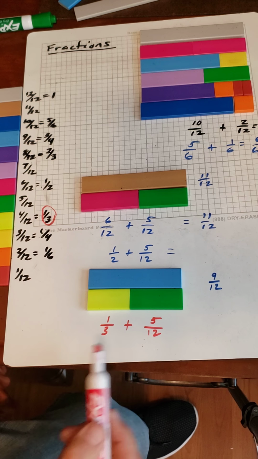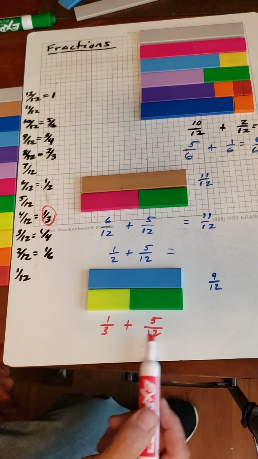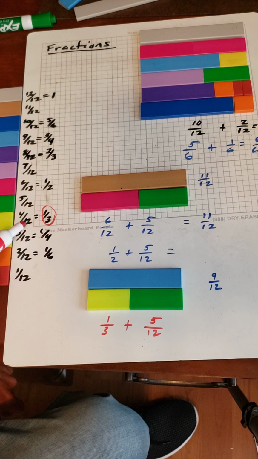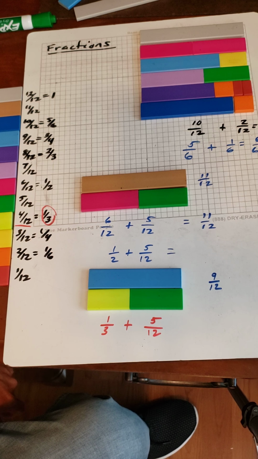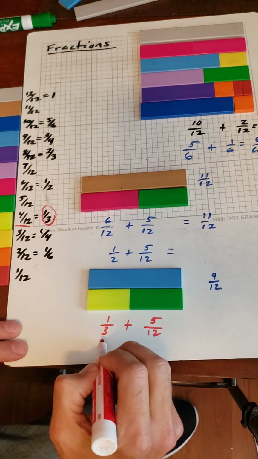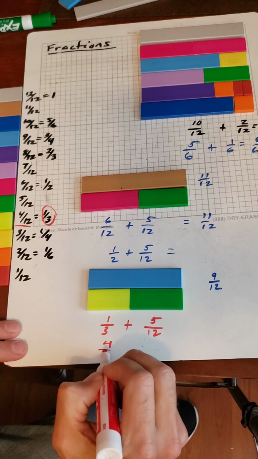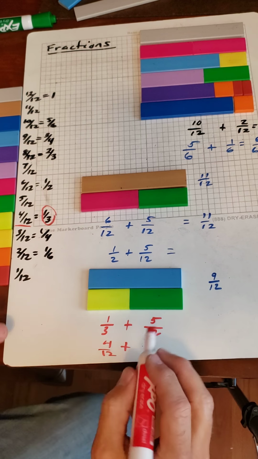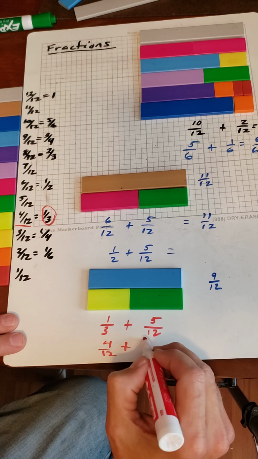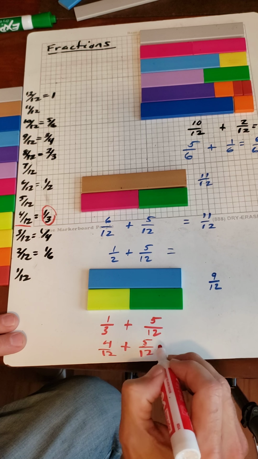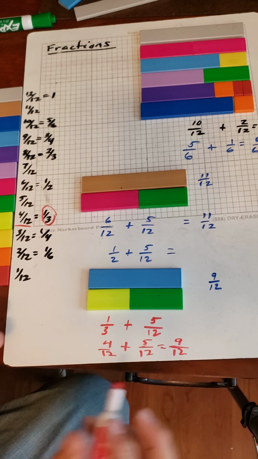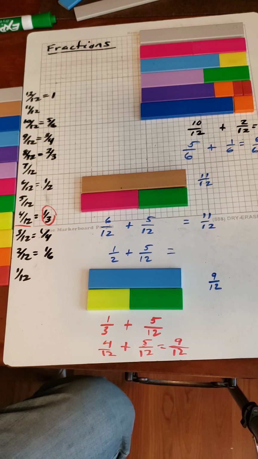We don't like that. I don't want them to be in different denominators. So what does this equal in 12ths? So then I see that that equals 4/12. So I could change this to 4/12 plus 5/12 is equal to 9/12. So I'm not saying the word common denominator at all.